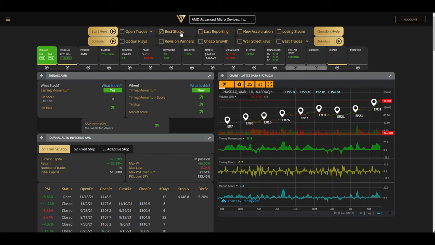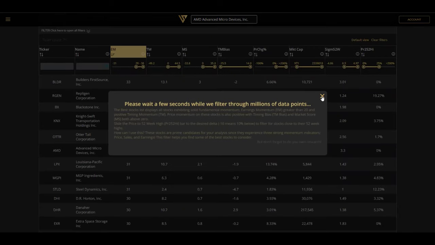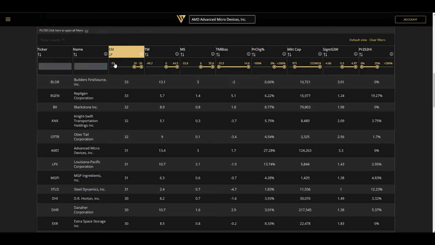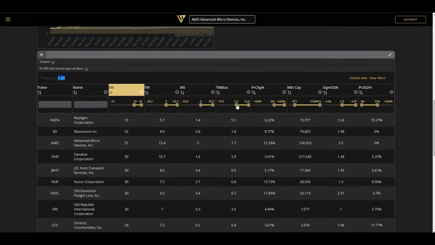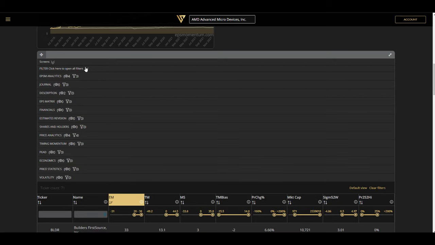You can click on best stocks, and then what it does, it goes to the screener and selects for you 5 or 6 or 7 criteria that are all pre-selected and set into what could be the best stocks right now. Best EM above 20, TM above 0, MS above 0, and so on. And TM bias, you can change it all the way you want. And here I'm down to 24 stocks. And then you can carry on with way more filters.